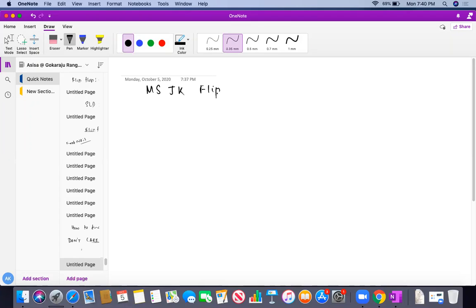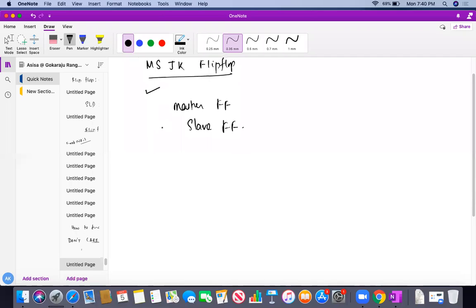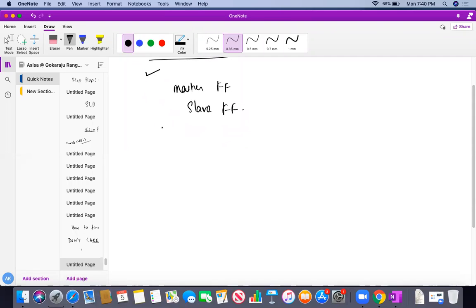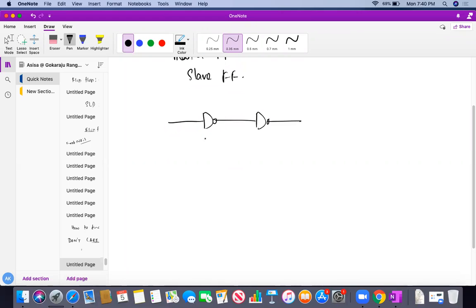In order to eradicate the racing condition in the JK flip-flop, this MSJK flip-flop has been introduced. Here one flip-flop acts as a master flip-flop and another flip-flop acts as a slave flip-flop. So we can see here how this master and slave actually work. Just see here. This is my JK flip-flop. All of you know about it. So we'll have 4 AND gates.